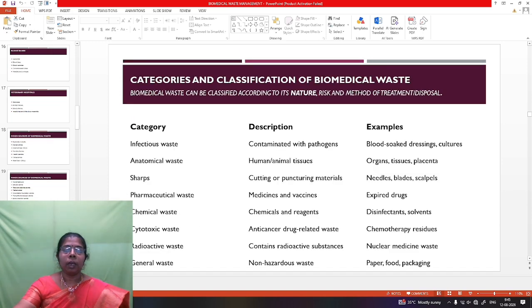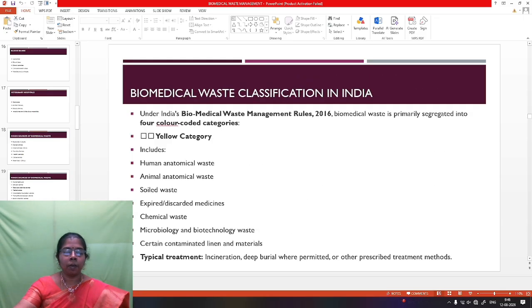Next is the categories and classification of biomedical waste. In general, how they are classified, with their description and examples: infectious waste, anatomical waste, sharps, pharmaceutical, chemical, cytotoxic waste and radioactive waste. Already we have seen these, based on the nature of the waste. We are classifying this waste into 7 or 8 categories. So these are the categories of classification of biomedical waste.